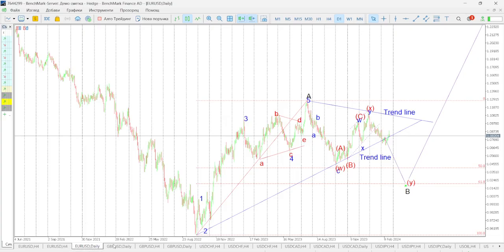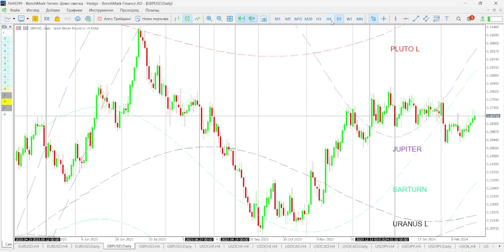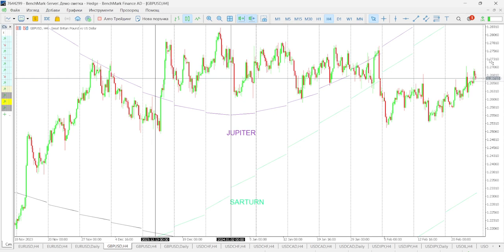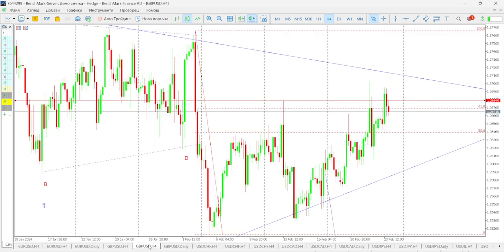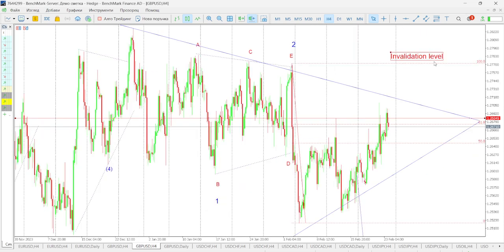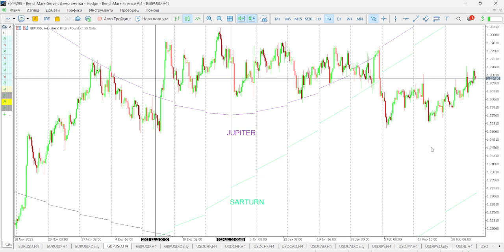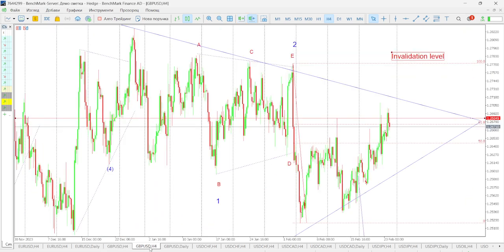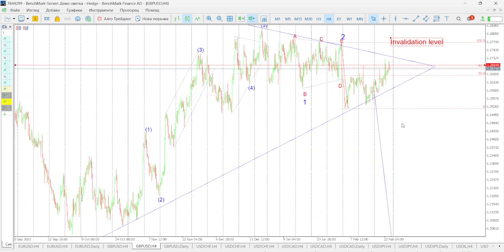Okay, next instrument, pound dollar. According to Elliott wave, I'll show you, the invalidation level is still here. In terms of planetary lines, we don't have any planet close to this price here. But as you can see, the price is in a triangle.